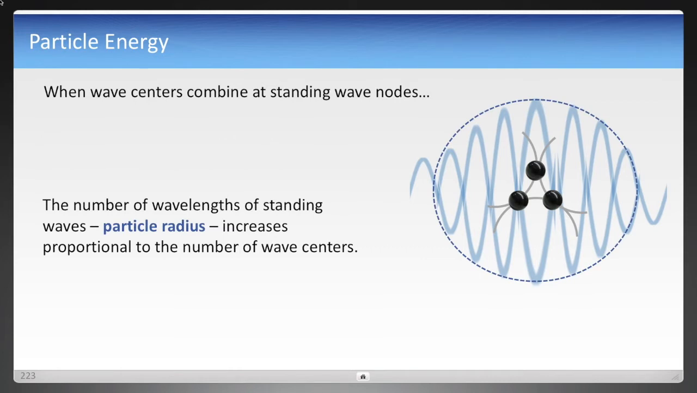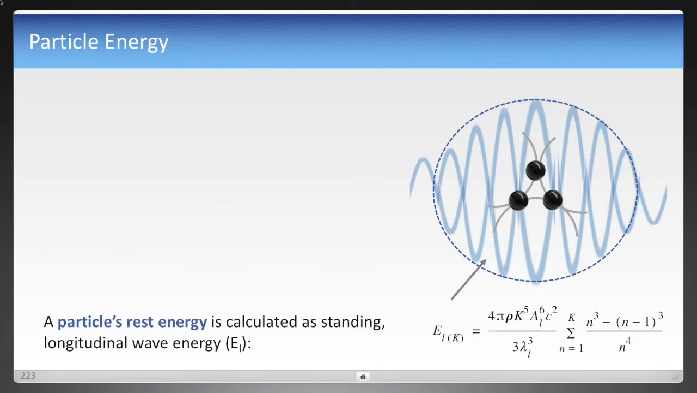And not only that, but also the number of wavelengths, which affects the particle radius, increases proportional to the amount of wave centers that are in the combination particle. And the particle's rest energy is calculated as all that standing wave energy. Again, standing longitudinal energy is stored mass, or stored energy. And that is sort of the definition of mass. It's stored until it can be released.